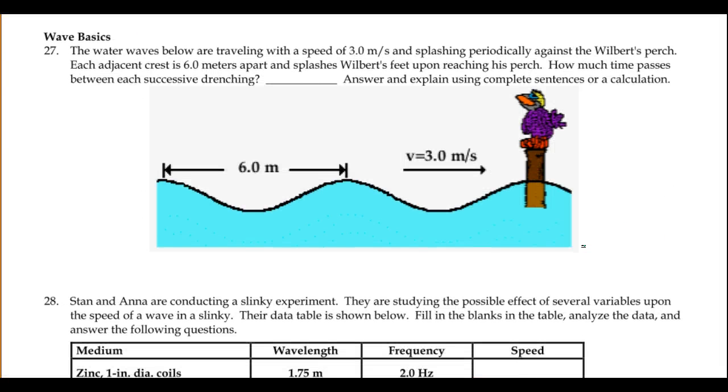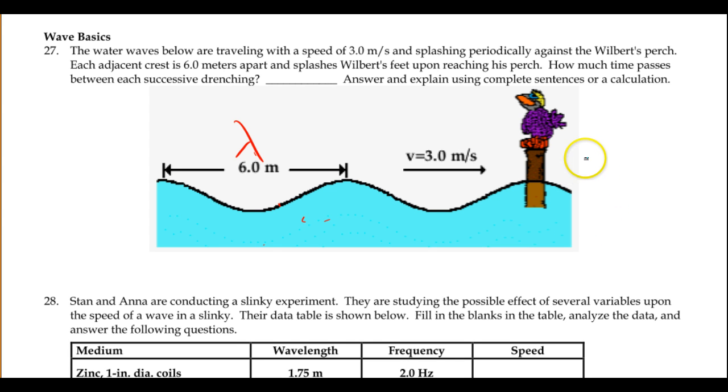Okay, so now we do the same kind of thing, but with some pictures. We have a wave that's traveling at 3 meters per second. That's hitting Wilbert's perch over there. Wilbert's the bird. 6 meters is the distance between crests, so 6 meters is going to be your wavelength. This is your velocity. It wants to know how much time passes between each successive hit of the water, thus drenching the bird's feet.